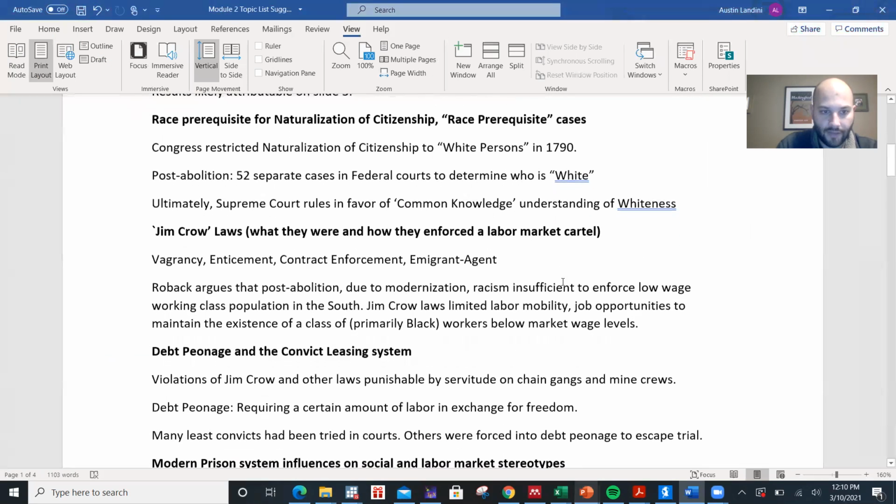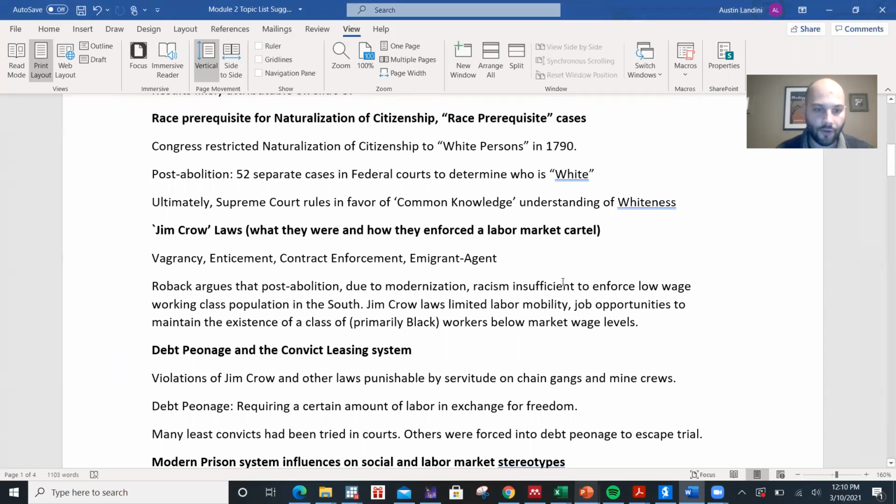Our second reading is on the Jim Crow laws, and first the author, Roback, starts out by describing what the Jim Crow laws were. You have 4 Jim Crow laws: vagrancy, enticement, contract enforcement, and immigrant agent. Vagrancy means that you have to have proof that you have a home or you can be jailed. Enticement refers to potential employers: they cannot try to hire people who are on existing labor contracts. And likewise, contract enforcement means that if you're a worker on a labor contract, you can't accept a different job.